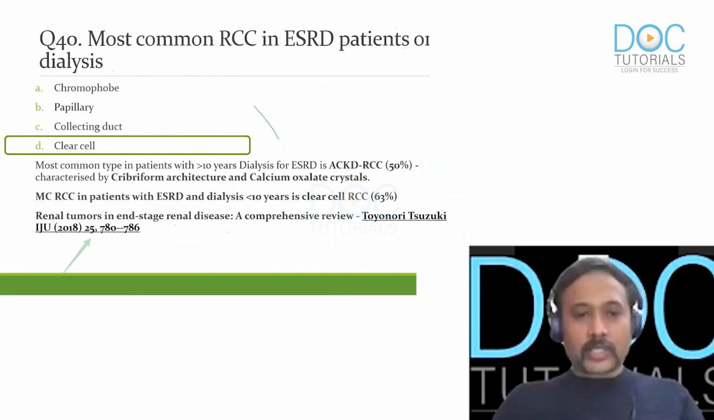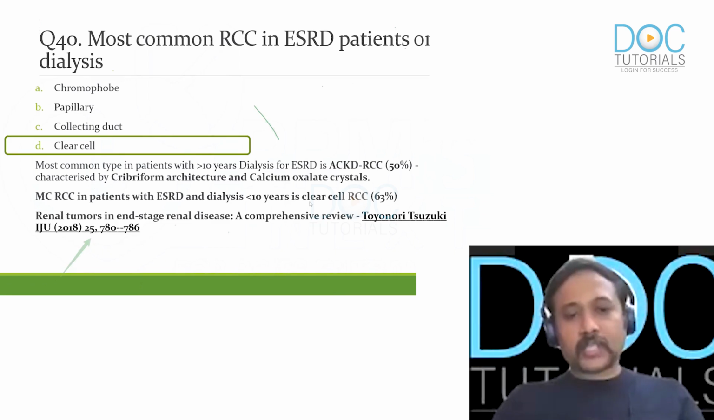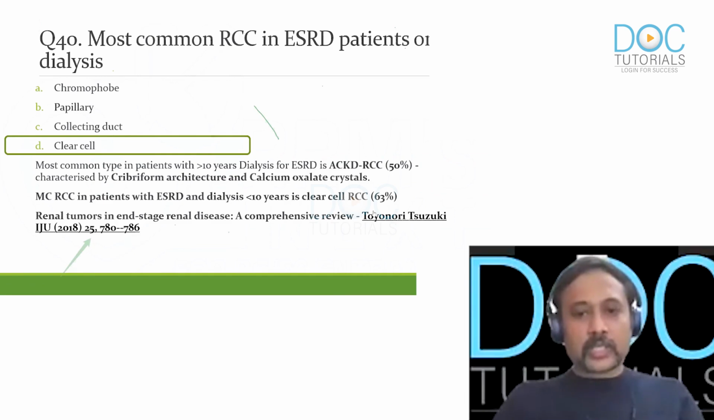Now, the most common RCC in patients with end-stage renal disease and dialysis of less than 10 years is actually the clear cell RCC. It's the conventional RCC which is present in most patients when the dialysis period is less than 10 years. More than 10 years is the ACKD type. Since this is not clearly mentioned and we do not have the ACKD type being given here, I think we'll have to go with the choice clear cell RCC.